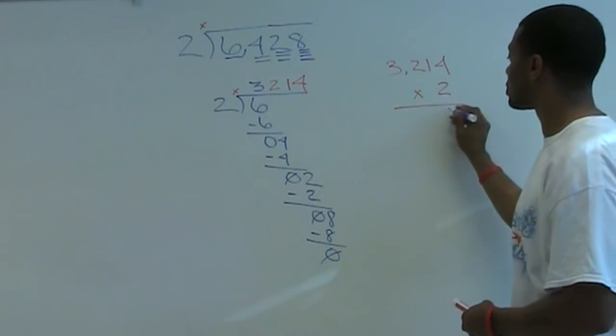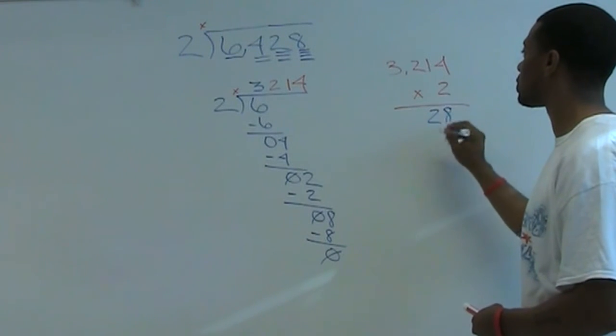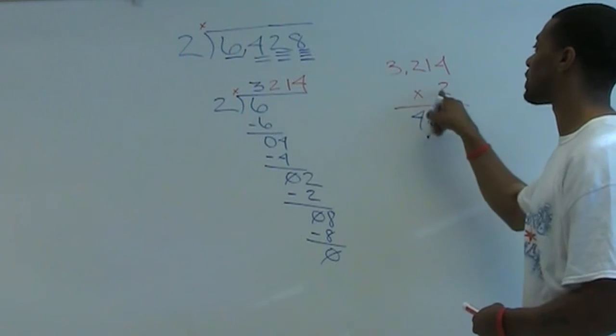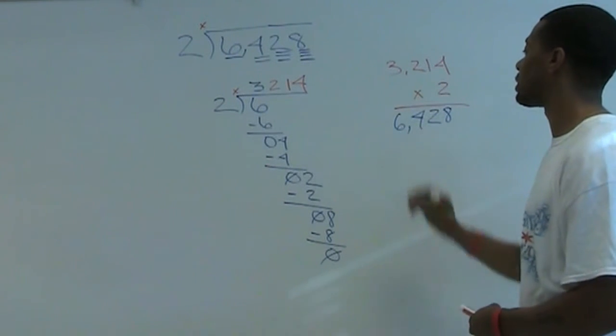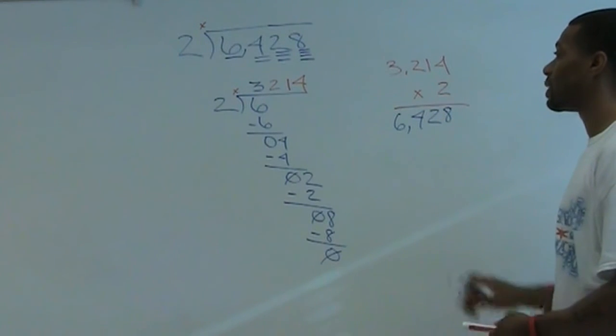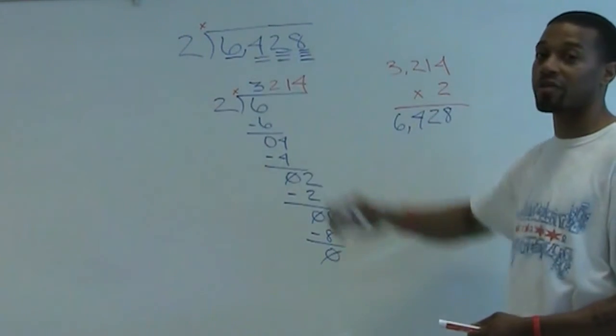4 times 2 is 8. 1 times 2 is 2. 2 times 2 is 4. And 3 times 2 is 6. So the product for 3,214 times 2 is 6,428, which is the exact number that I have for my dividend.